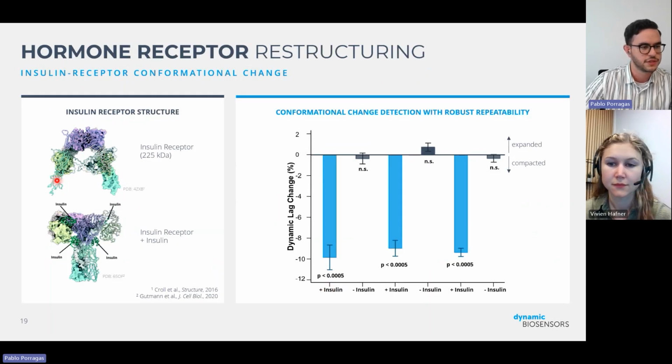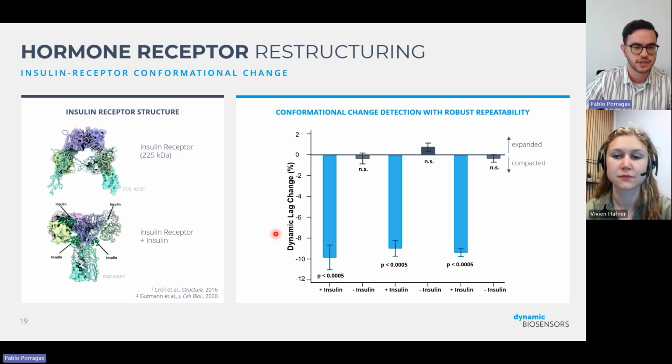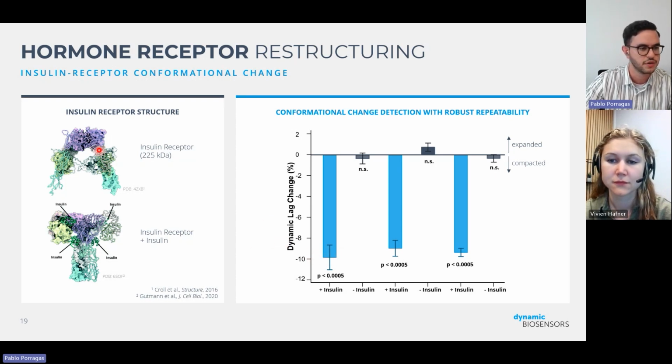So in the unbound form, the insulin receptor adopts this open conformation as you see here. When we inject insulin into the system, however, you get this compaction of the insulin receptor that actually allows glucose to be transported into various tissues around the body. And this is exactly what we're seeing here when we run our experiments and calculate the dynamic lag change. So we get very consistently a negative 10% dynamic lag change, which again corresponds to a compaction of the protein, which is exactly what you see here from the crystallography data.